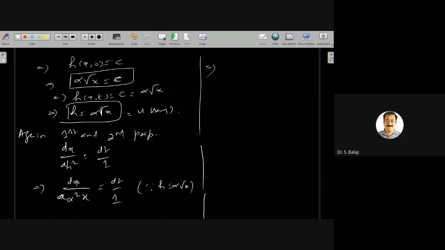Now you can write like this here: dx by x is equal to a alpha square dt. Integrating, log x is equal to a alpha square t plus c, some constant k.